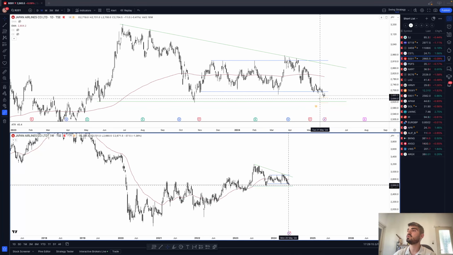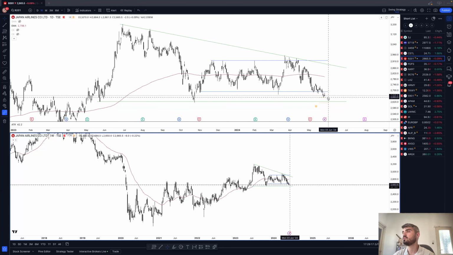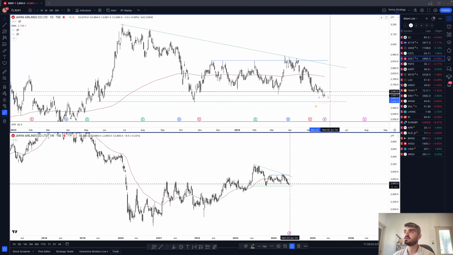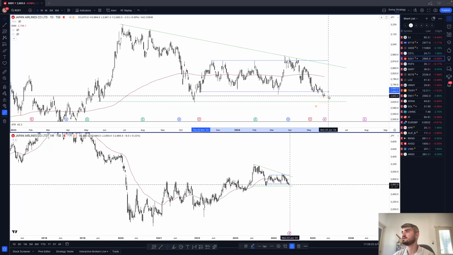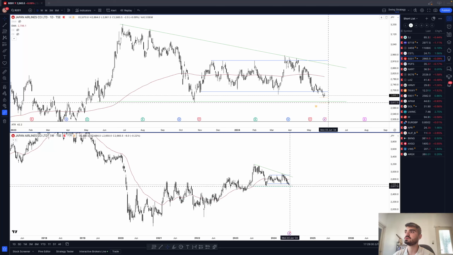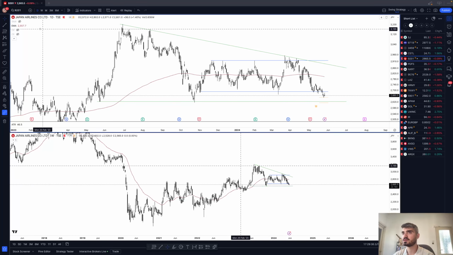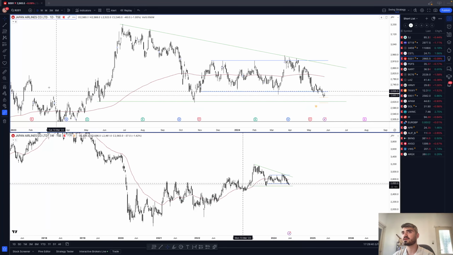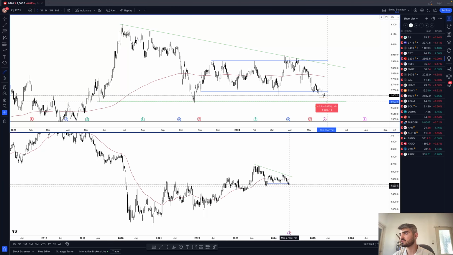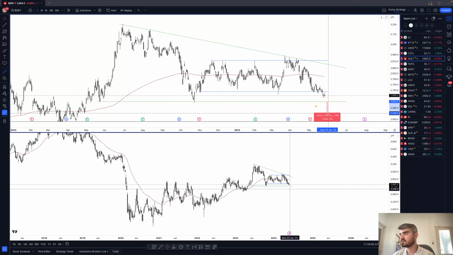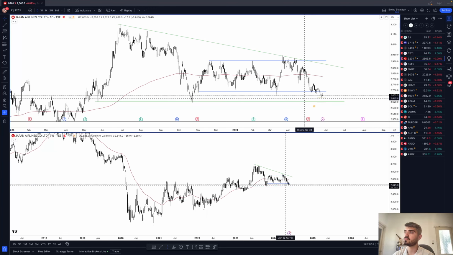We already closed very close to the 3% entry of the rectangle. I do want price to close firmly below the neckline or the pattern boundary of the descending triangle. I'm not looking for 3% from this point, and that's because we can see that it's far below.